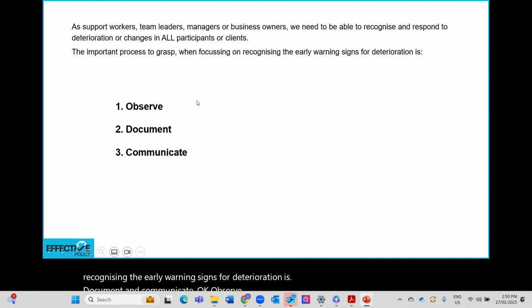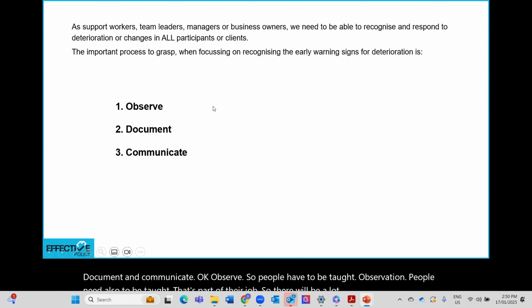Okay, observe. People have to be taught observation. People need also to be taught that it's part of their job. There'll be a lot of people, and you will be dealing with this, as I did as a manager myself, who are not really there because they care about their job. So we really have to bring home what their responsibilities are. And we do that through position descriptions, through employment contracts, through supervision, and through role modeling observation. Role modeling is one of the strongest and best ways to teach people to deliver services or perform their job in the way we want them to. But repetition, even more.